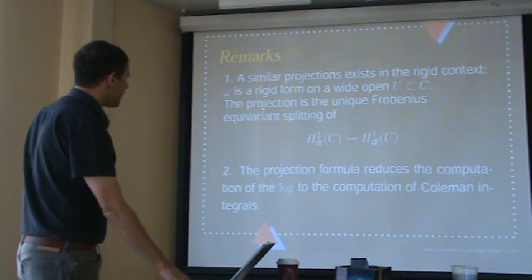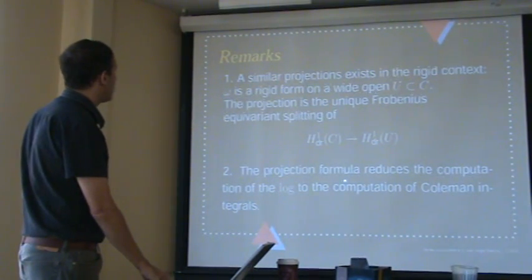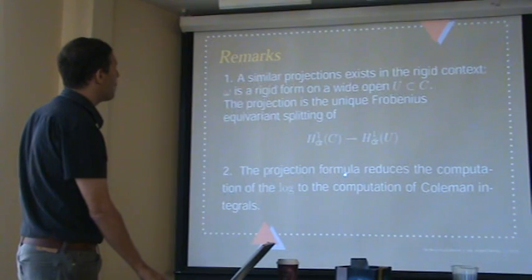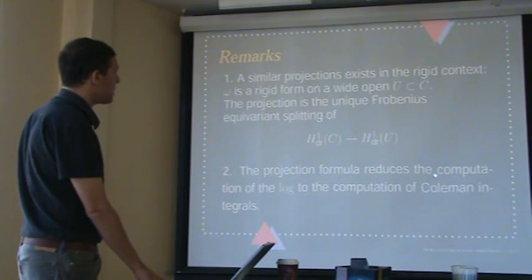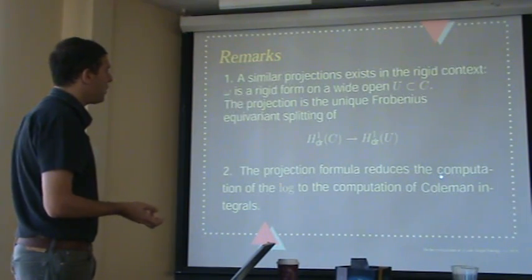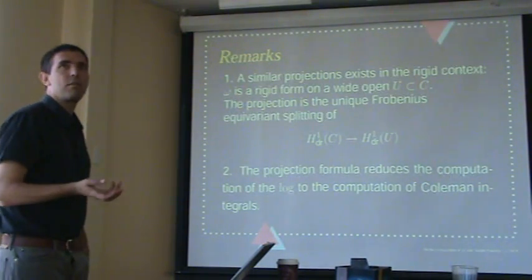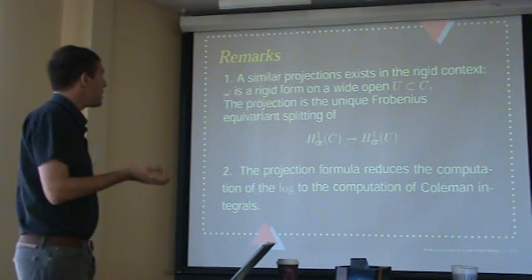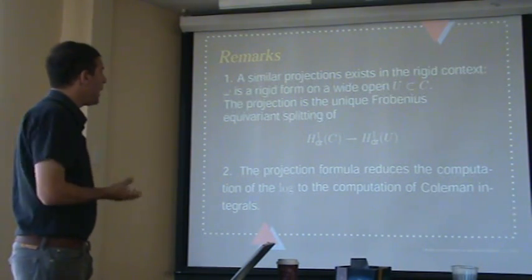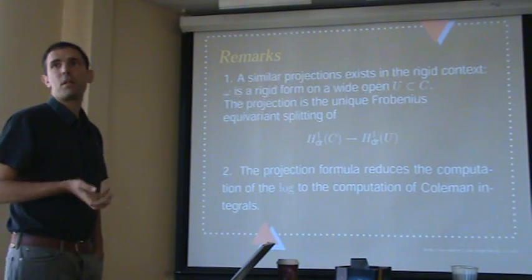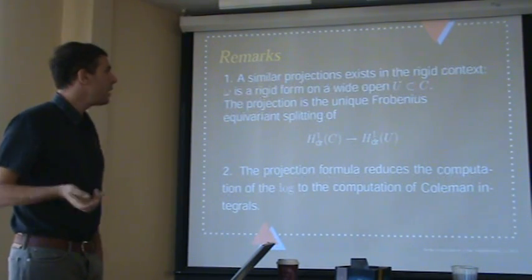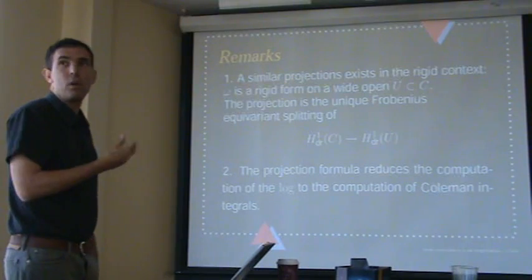And now the nice thing to observe is that once you have this projection formula, that means that the log is the same as this psi. For doing this psi, you just need local indices, which are very easy to compute. As I said, it's just trivial linear algebra and Coleman integrals. So the whole point is that if you know how to do Coleman integrals, then you know how to compute the log.